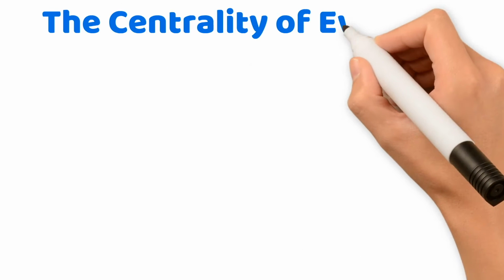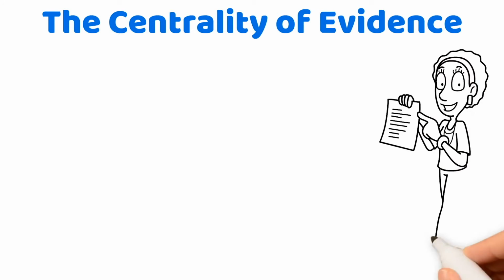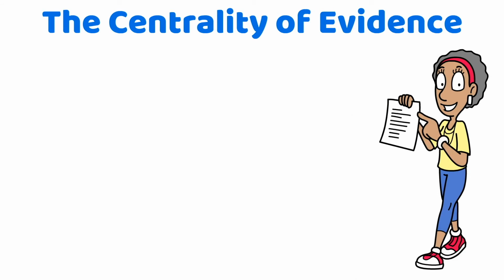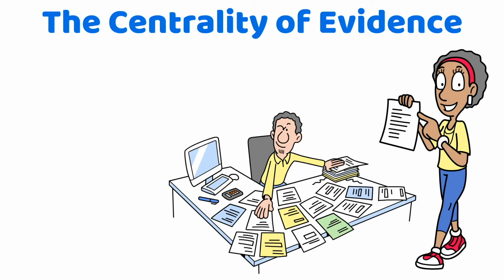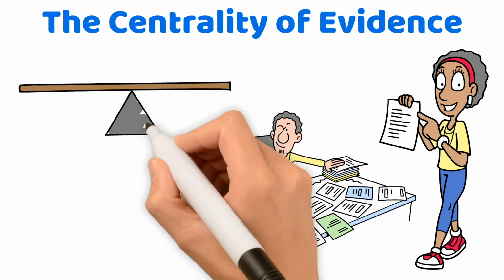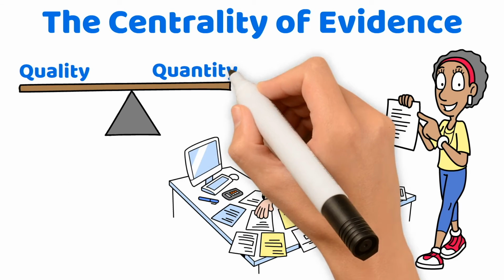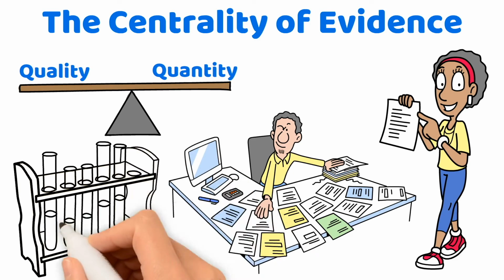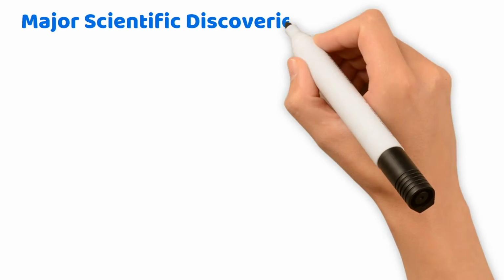The centrality of evidence. Evidence is the backbone of science, providing empirical support for theories and hypotheses. The credibility of scientific knowledge hinges on the quality and quantity of this evidence, gathered through various methods like experiments and simulations.